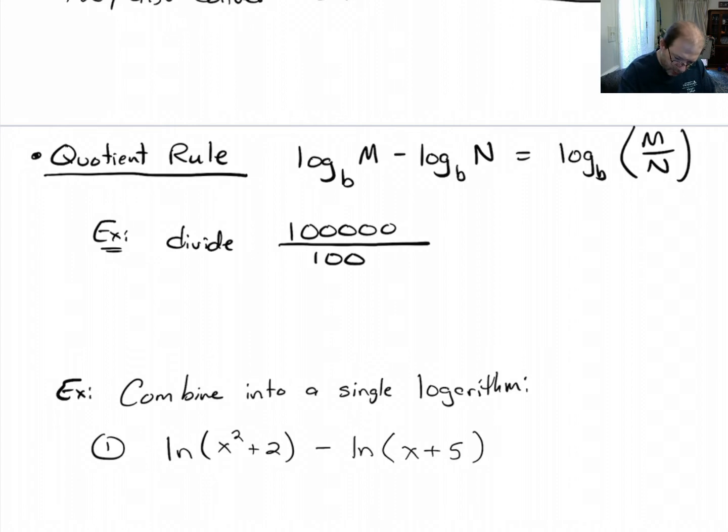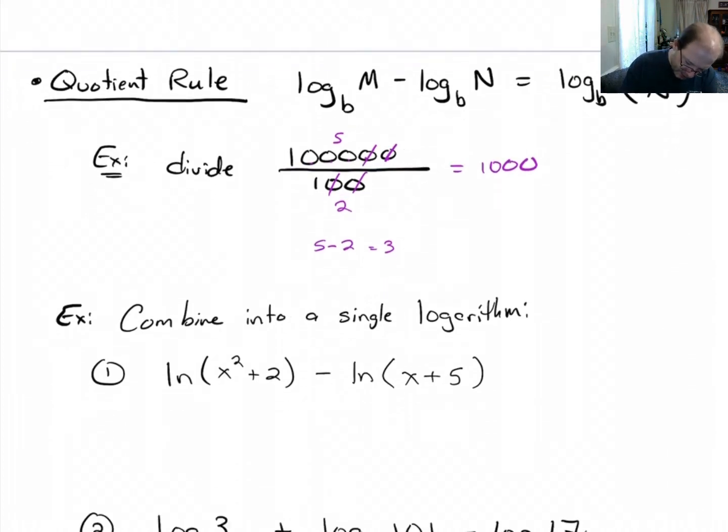So a similar thing to what we did before. When you divide, if you divide this number by this number, what we do is we cancel the zeros out. So we're left with 1,000. Well, this is really the same as subtracting logs. The log of this number on top is 1, 2, 3, 4, 5. The log of this number is 2. And so 5 minus 2 gives you 3. What that is, 3 is the log of this number, 5 is the log of this number, and 2 is the log of that number.